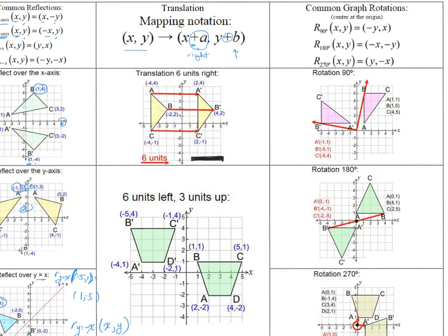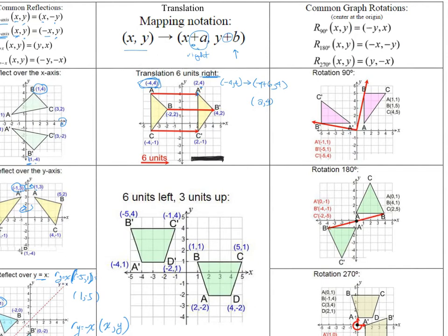So here we have an example of a translation of 6 units to the right. Let's just look at one point here, (-4, 4). Since there's only a translation to the right, the y-coordinate should remain the same. So I can do (-4, 4) arrow, and I can take -4 plus 6, and the 4 remains the same. So this would be (2, 4). That's how we do it.